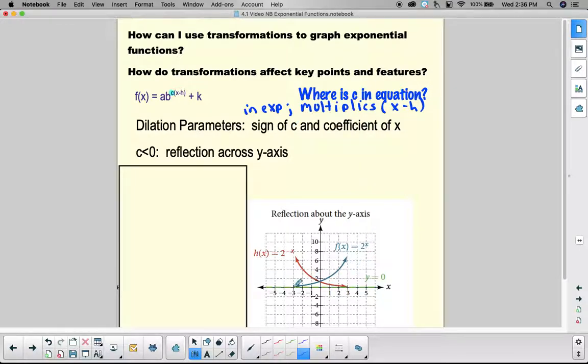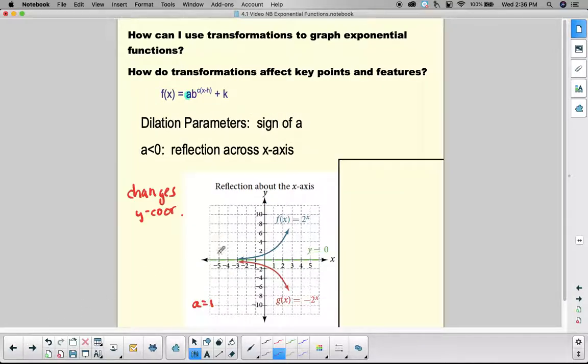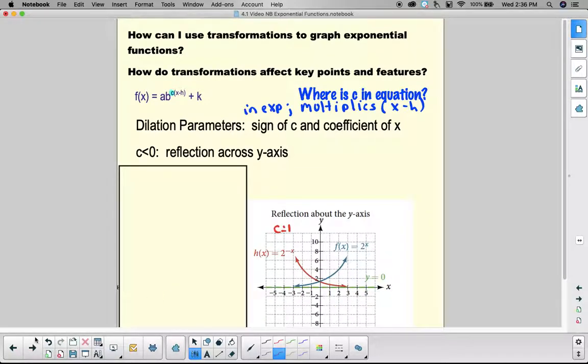Here's our parent function, f of x equals 2 to the x. If we put a negative in front of x, so c is equal to negative 1, that reflects the function across the y-axis. Multiplying x by a negative gives you a horizontal reflection. If you multiply the output, that exponential, by a negative, that gives you the vertical reflection. So that's a, c, h, and k.